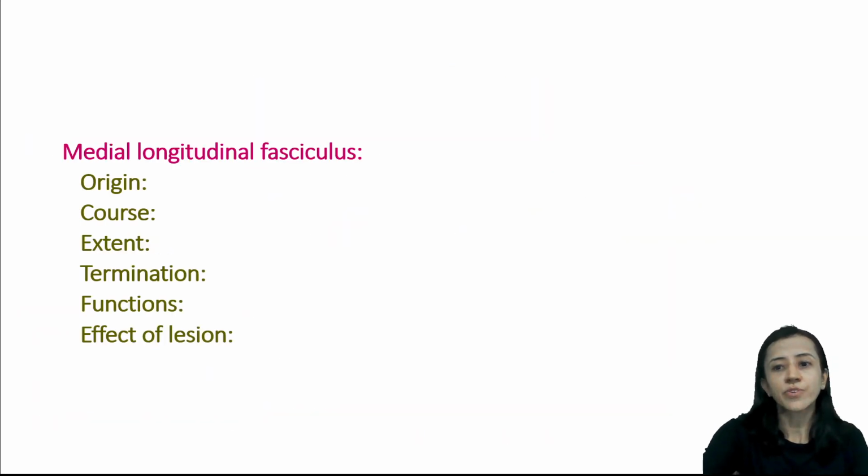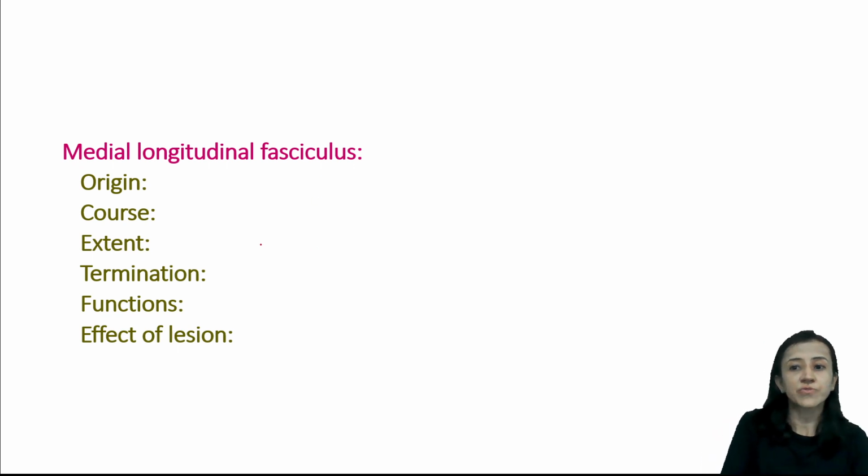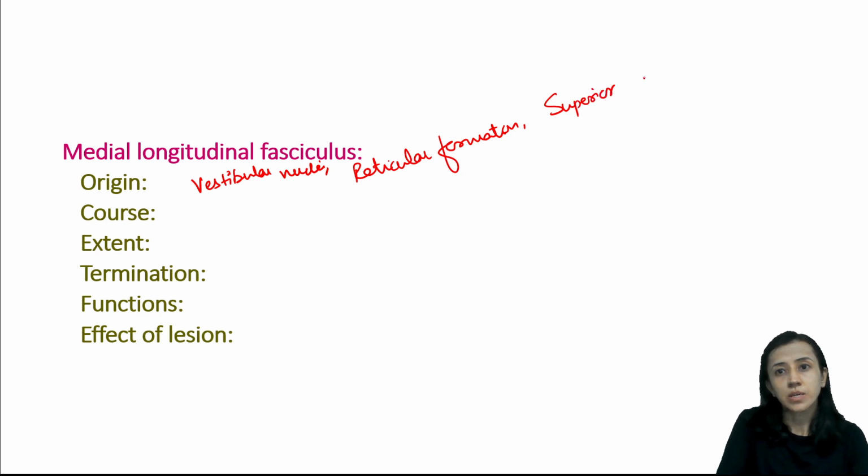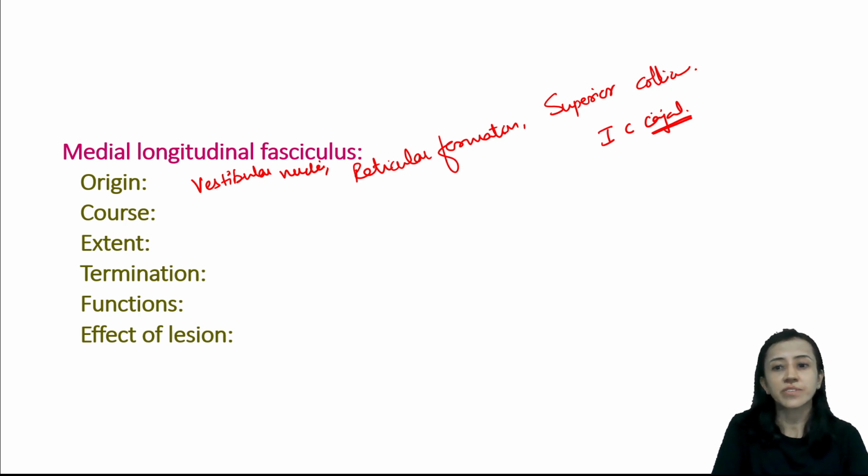Now, starting with the first one, that is medial longitudinal fasciculus. This tract's fibers originate from the vestibular nuclei, then the reticular formation, then the superior colliculus, and interstitial cells of Kajal. These are the areas from which medial longitudinal fascicular fibers originate.